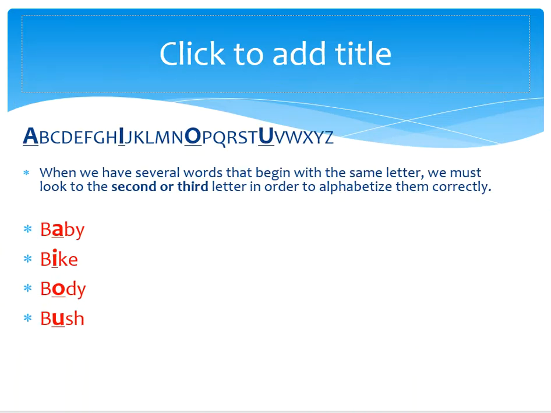So notice we have baby first because A is the first letter in the alphabet, and that's the second letter in baby. Then we had to look at the second letter in bike. Notice the second letter is I. I comes after A in the alphabet. Then we had to look in the second letter of body, and that was O. O comes after A and I. Then we had to look in the second letter of the word bush, and that was U. U comes after all of those other letters towards the end of the alphabet.